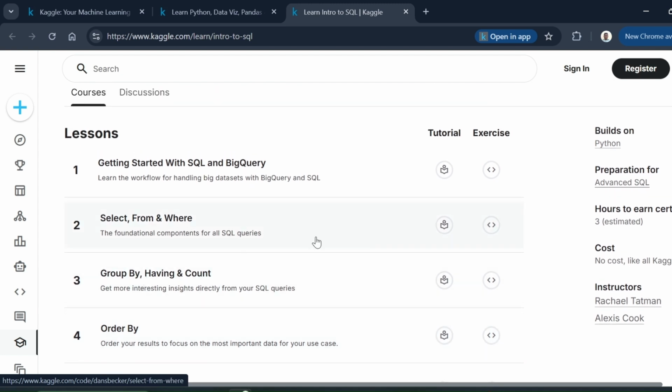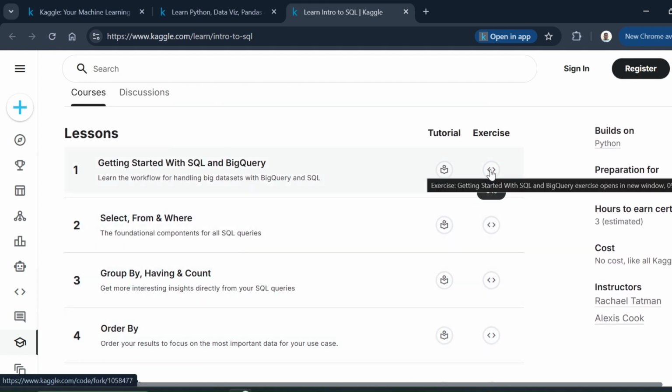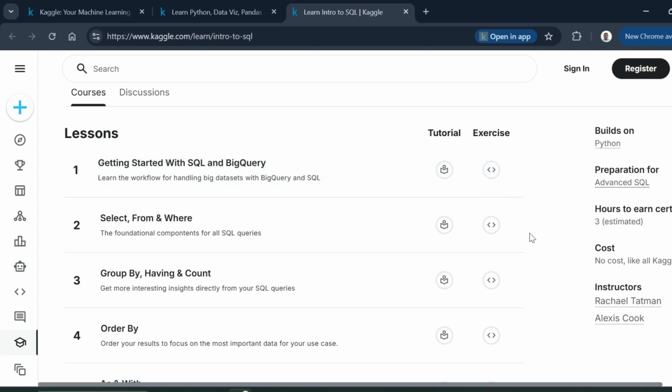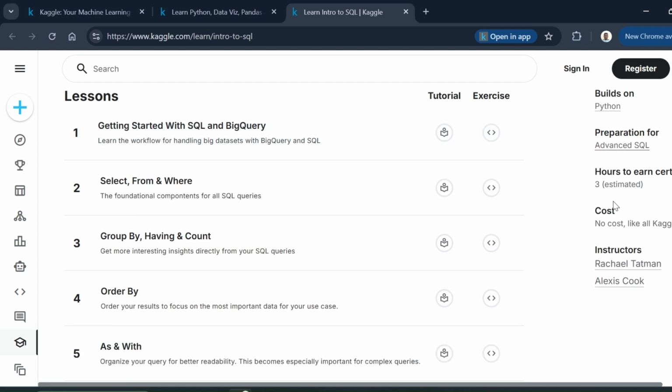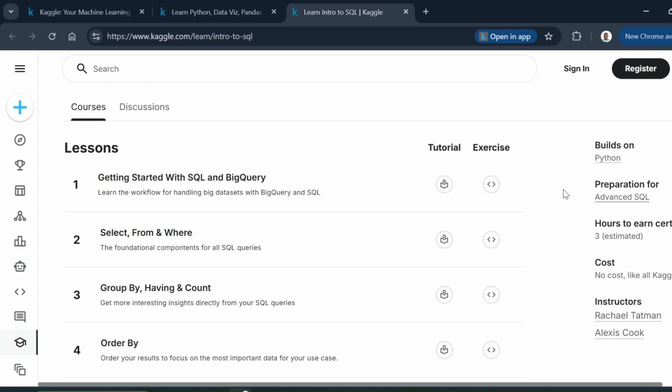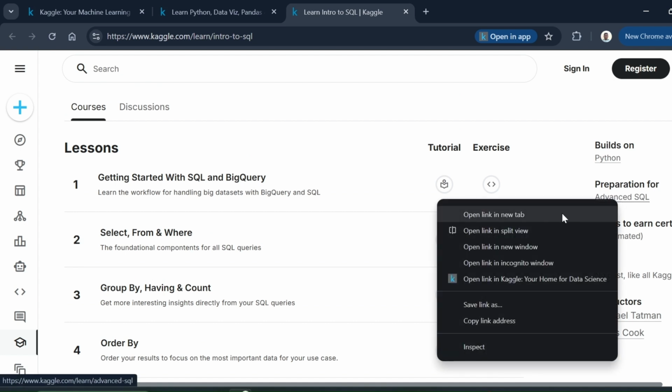And after every lesson, you will be having an exercise which you have to complete in order to move to the other lesson. Also, only if you complete the exercise, you will get the final certificate. And the estimated time to complete this certificate will be 3 hours. Don't focus too much on the certification part, instead focus on the learning part. Now let's move on to the second course which I was talking about, which is Advanced SQL.